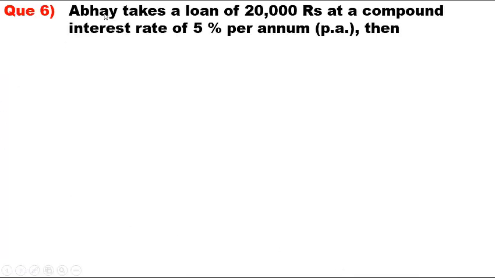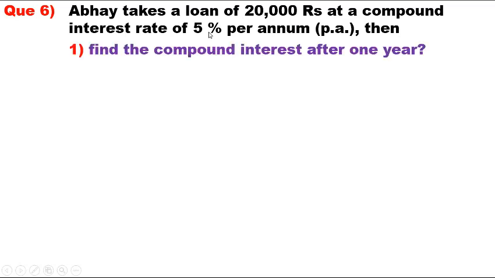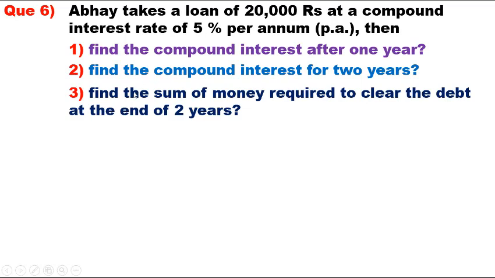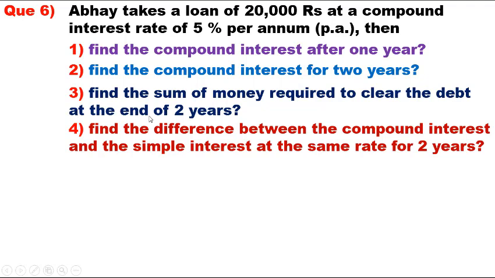Question 6. Abhay takes a loan of 20,000 rupees at a compound interest rate of 5% per annum. Then find the compound interest after 1 year. Find the compound interest for 2 years. Find the sum of money required to clear the debt at the end of the 2 years. Find the difference between the compound interest and the simple interest at the same rate for 2 years.